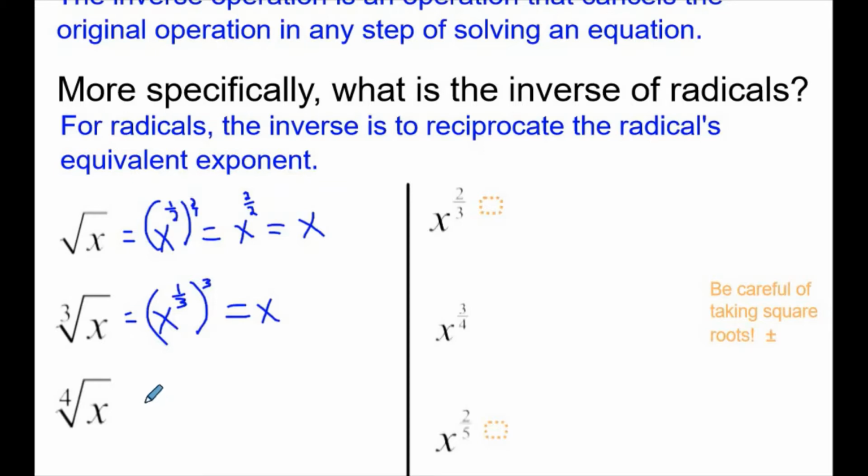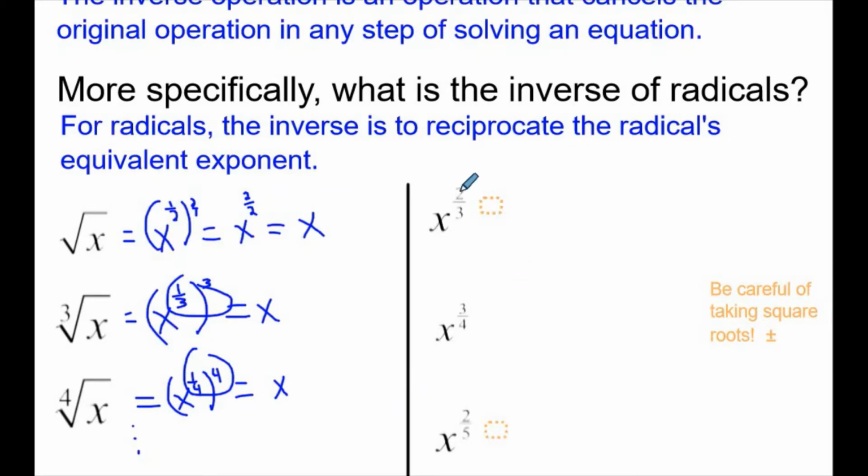The way you get rid of the 4th root is, you change it to x to the 1/4, raising it to the 4th power, giving you x. It just makes good sense, I think. You know, all of these expressions here are equal to 1. And that would keep going if you had the 5th root or what have you.